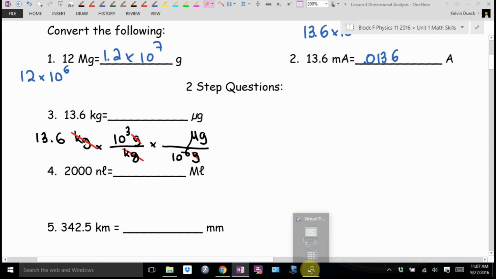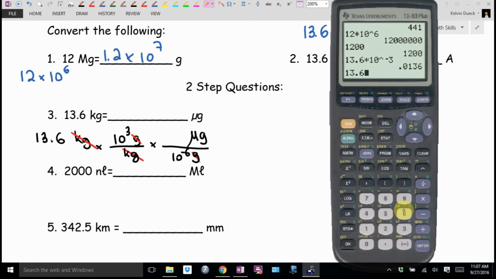So on my calculator, I'm going to go 13.6 times 10 to the 3 divided by 10 to the negative 6. And I get that. Oh, I get an answer in scientific notation, so I'll write this answer in scientific notation. I get 1.36 times 10 to the 10th micrograms.